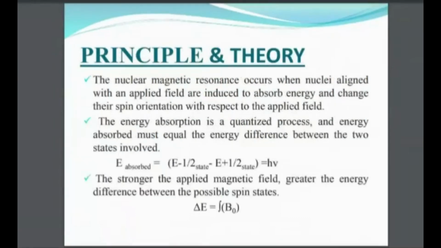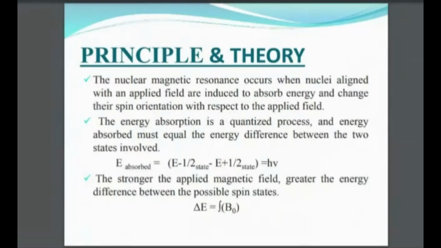So, principle and theory of C13 NMR. The nuclear magnetic resonance occurs when nuclei aligned with the applied field are induced to absorb energy and change their orientation with respect to the applied field. In simple words, when they flip. Okay, NMR occurs when nuclei flip by absorbing the energy.